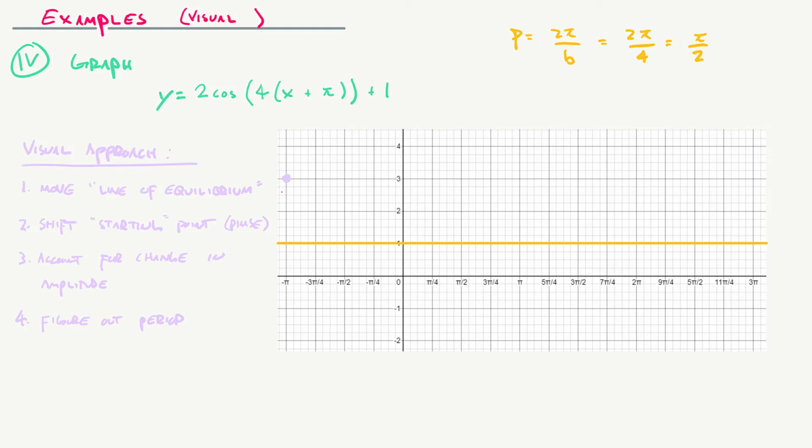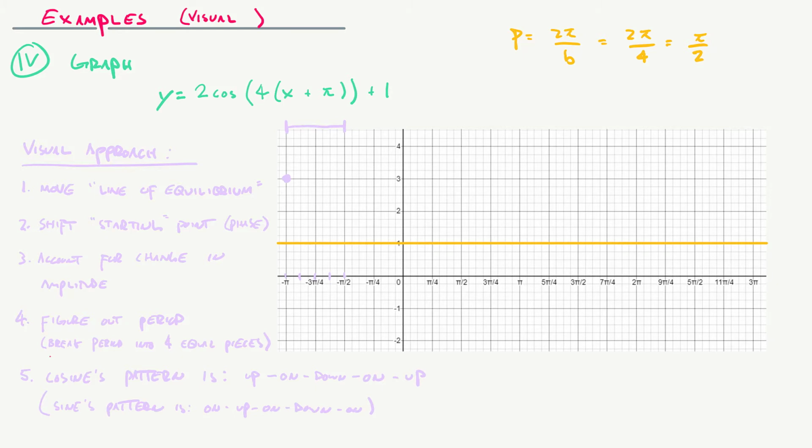And then we're going to have to figure out the period. So whether you're going with tabular stuff or visual stuff, you can't really escape having to figure out what the period is. Here, 2 pi over b becomes 2 pi over 4. So the period is very short. It's only pi over 2. So in this amount of space, a whole oscillation needs to take place. A whole period takes place in pi over 2 distance.